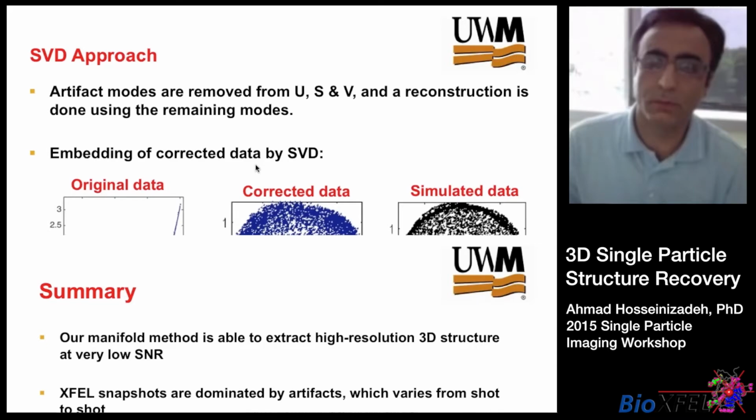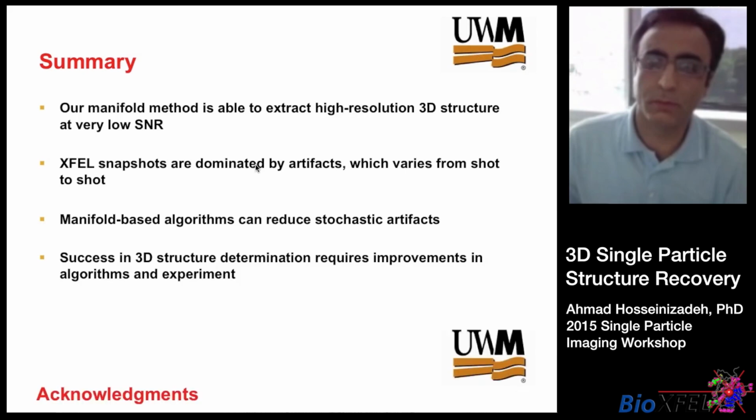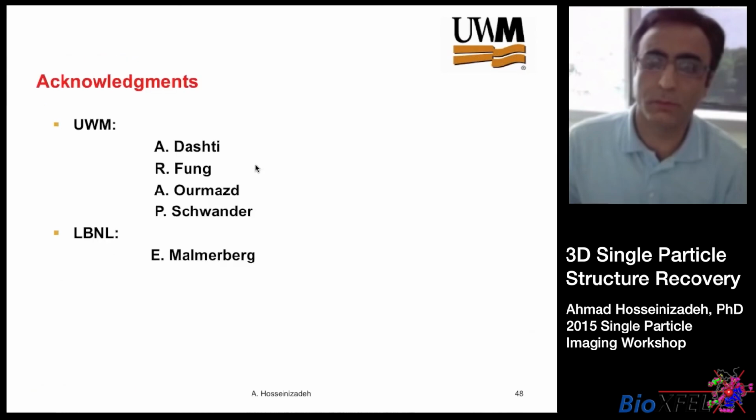So this is the bulk of my presentation, and finally I will summarize my talk in these four lines. The manifold method is able to extract high-resolution 3D structure at very low signal-to-noise ratio. On the other hand, XFEL snapshots are dominated by artifacts, which vary from shot to shot. Manifold-based algorithms can reduce stochastic artifacts. And finally, if we would like to find a reliable 3-dimensional structure from the data, we have to somehow correct this data and use any approach we have.